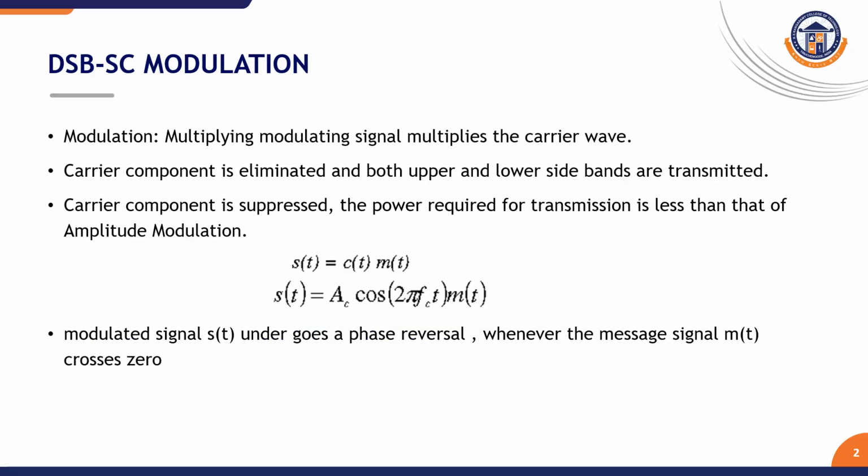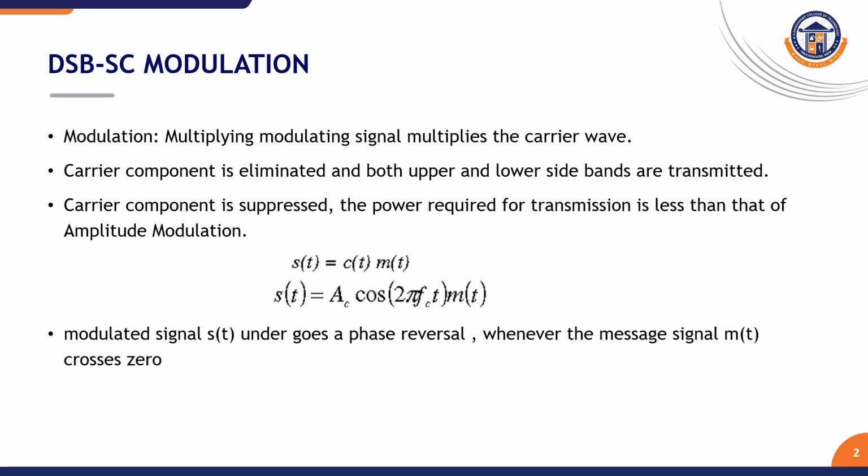DSBSC modulation, in general, by its modulation scheme, multiplies the modulating signal with the carrier wave. For the expression, S of t is equal to C of t into M of t, where C of t is the carrier signal with respect to time t, and M of t is the message signal with respect to time t. We multiply the carrier signal with the message signal to get the modulated waveform in the time domain, S of t, which is equal to C of t into M of t.